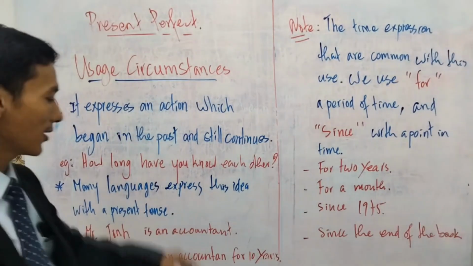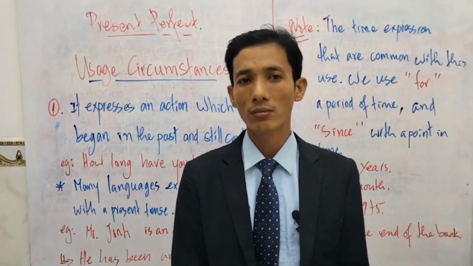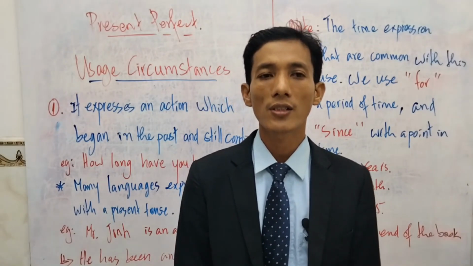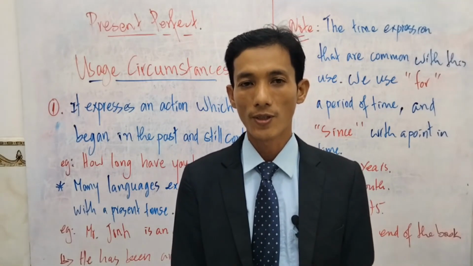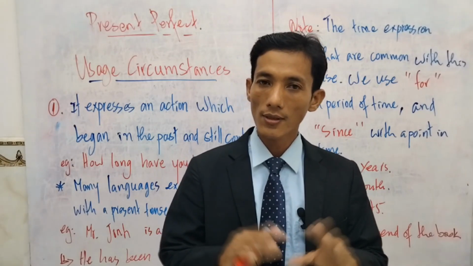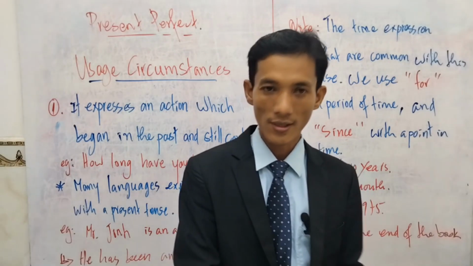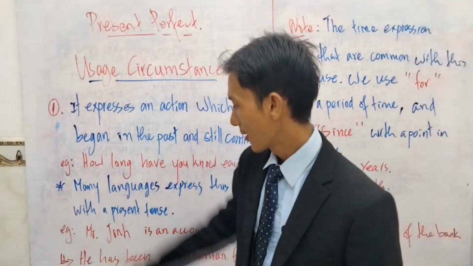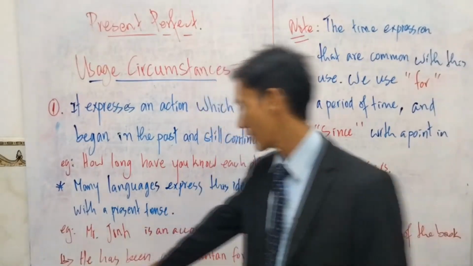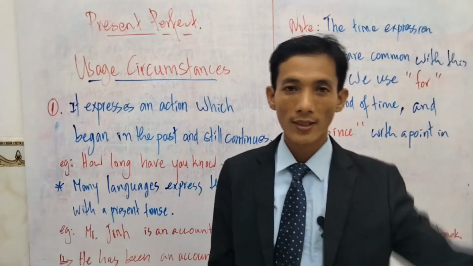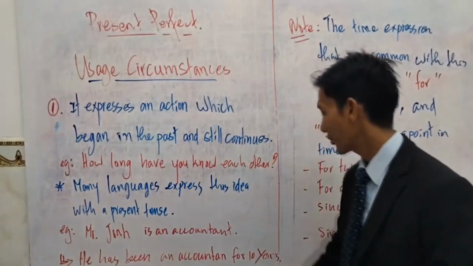Mr. John is an accountant. It means that Mr. John has been an accountant in the past, and now he's still an accountant also. These actions are expressed in the present tense and the present perfect. Present tense: Mr. John is an accountant. Present perfect: he has been an accountant for 10 years.